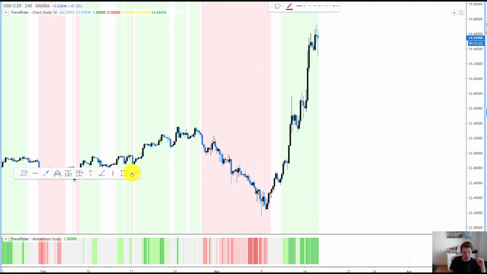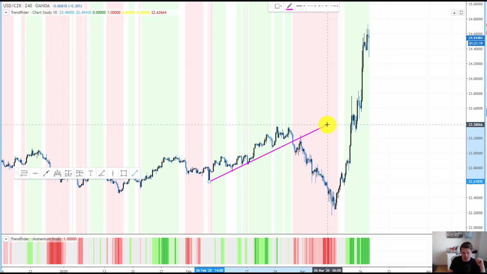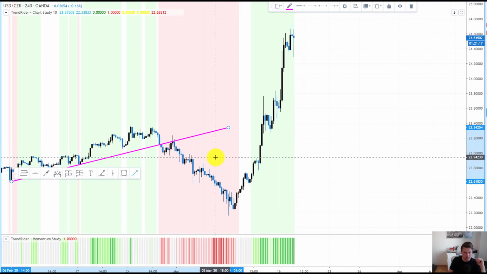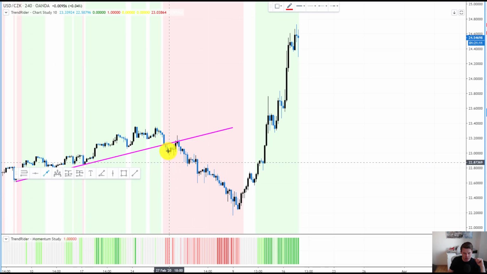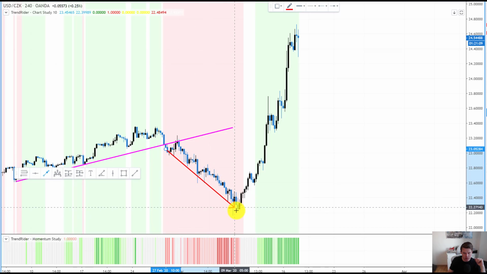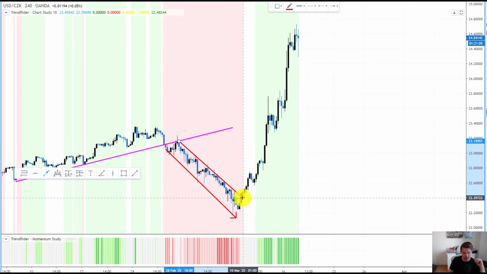So you can see the market was trending higher, and there was a very nice trend line in this market. Once the trend line was broken, you can see that at this point the momentum study turned red. So here is already where you've gotten your selling signal, or you can wait for a pullback into the level and then time it.